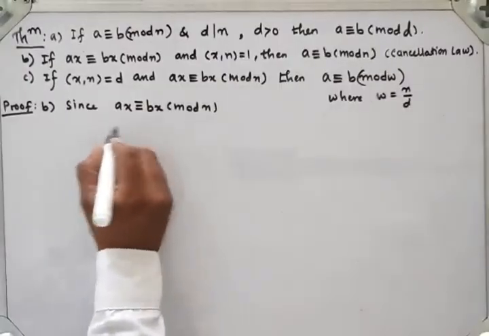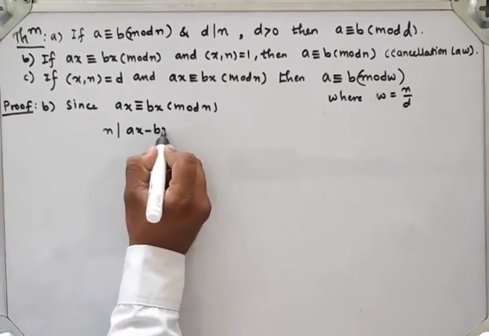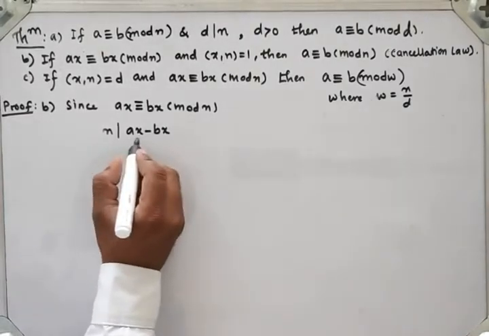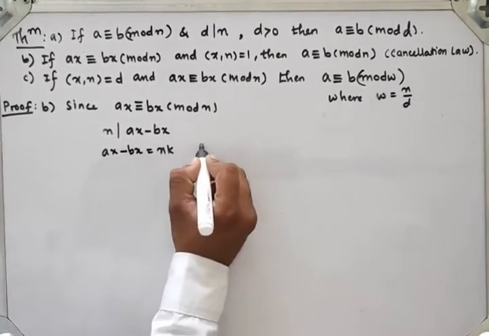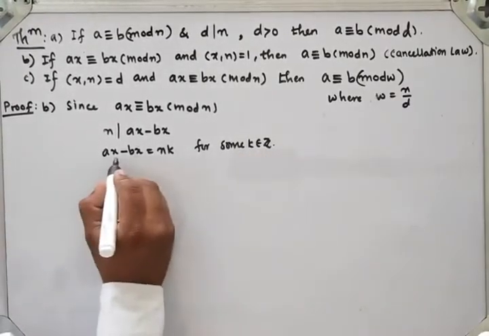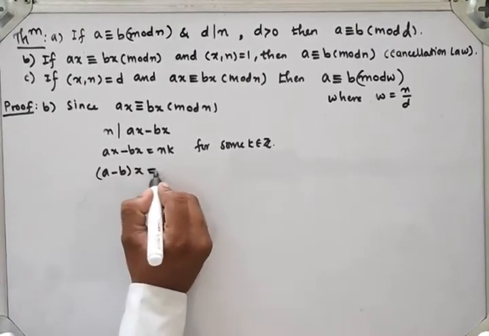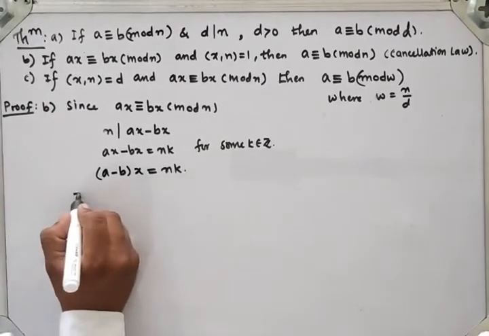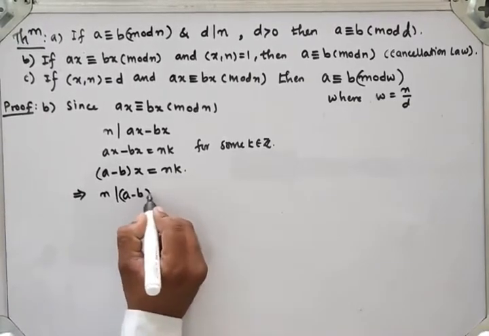So what is the definition of congruence modulo n? n divides ax minus bx, then by the definition of divisibility, ax minus bx is equal to n into k for some k belongs to the set of integers. I will take x outside as common, so (a minus b) into x is equal to n into k, right? Then by the definition of divisibility, n divides (a minus b) into x.